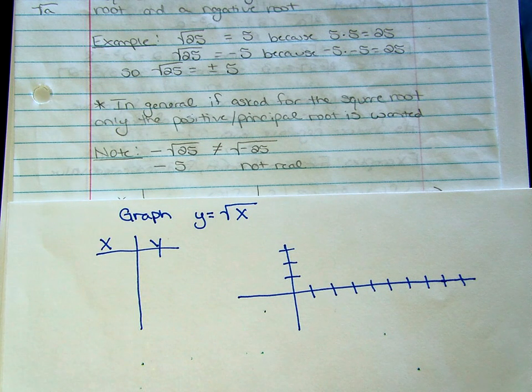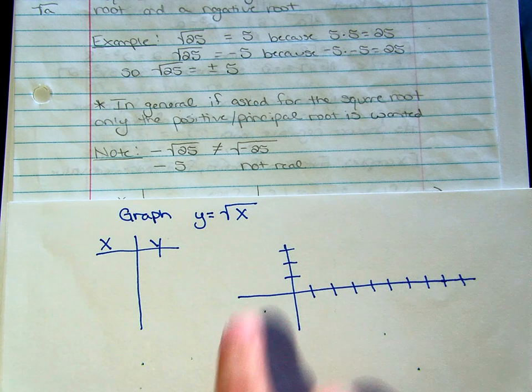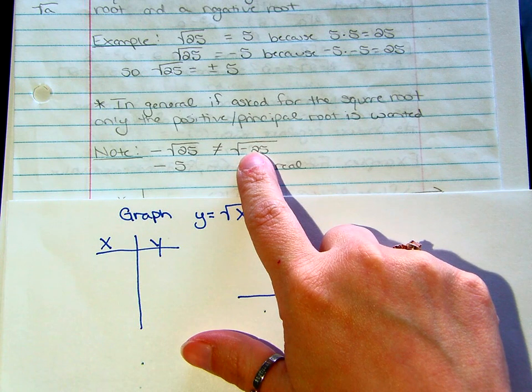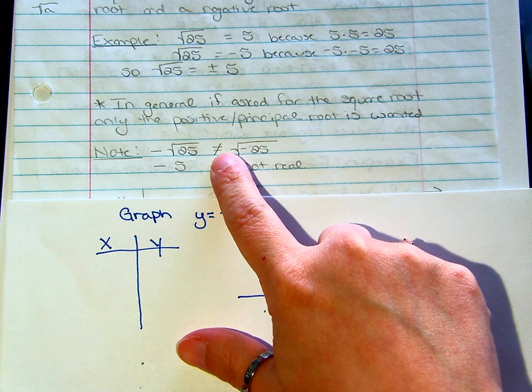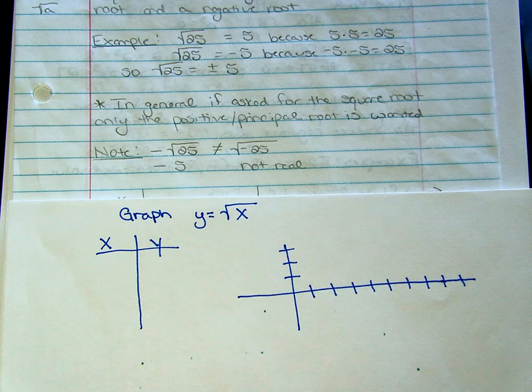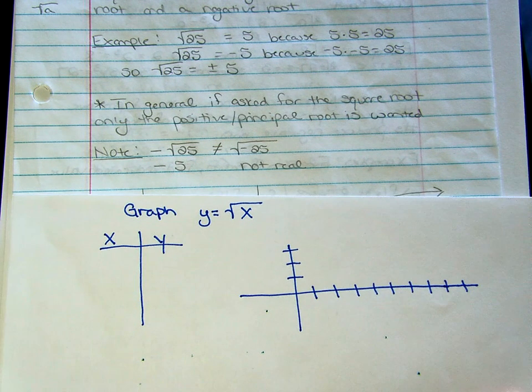That's true for square roots, and that's true for any even root. If this was the 4th root of a negative number, it's also not real. If it's the 6th root of a negative number, it's not real. You cannot take an even root of a negative number. We will see in a little bit that you can take an odd root of a negative number, though. Any questions on this? This is kind of a big thing.